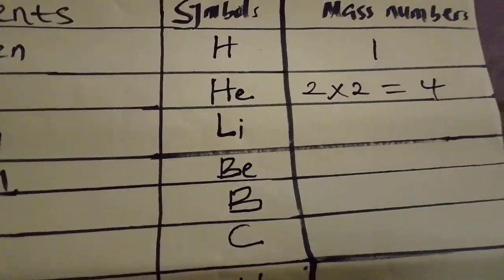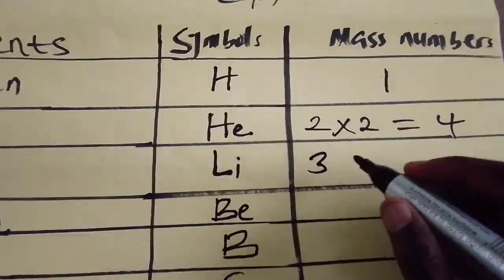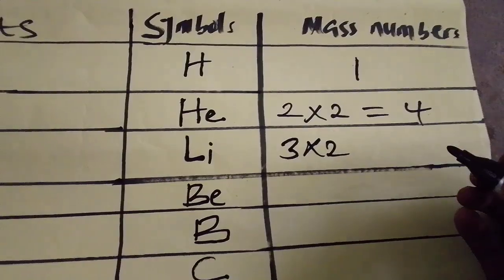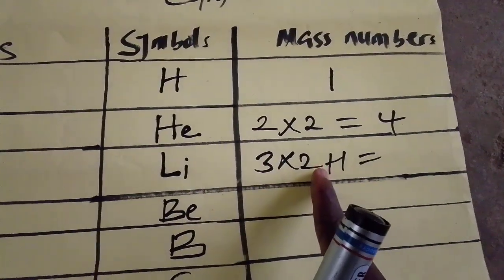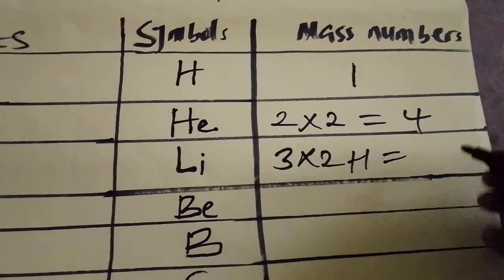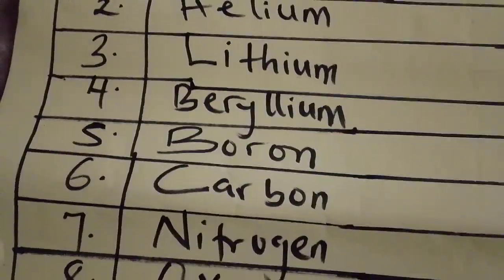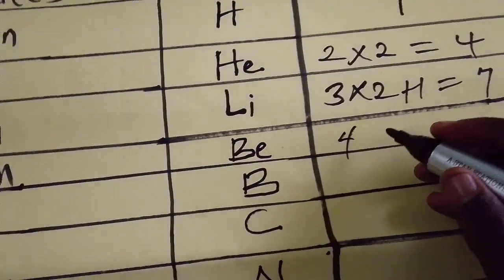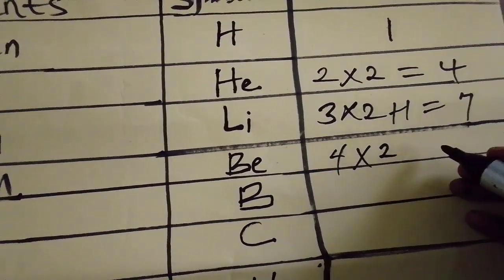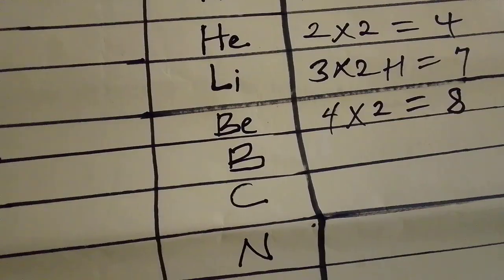Then for lithium, the atomic number of lithium is 3. So we say 3 times 2, and since 3 is an odd number, we say plus 1. 3 times 2 is 6, 6 plus 1 is 7. So the mass number of lithium is 7. Then for beryllium, the atomic number is 4. Since 4 is an even number, we just multiply it by 2, and we have 8. So 8 is the mass number of beryllium.